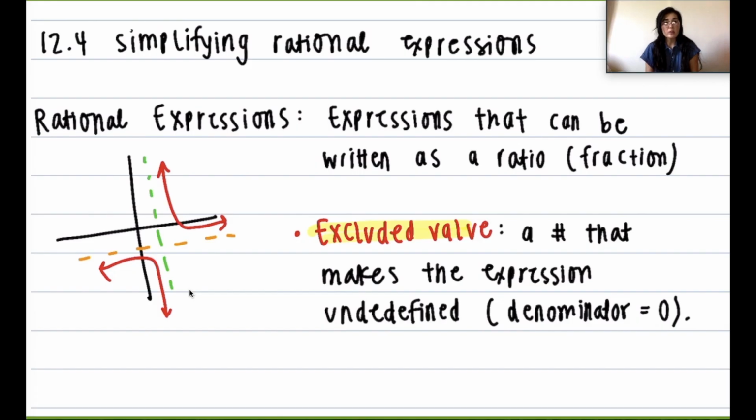Some vocab that you guys want to watch out for is this term excluded value. It is going to be abbreviated with this EV, so that is your excluded value. Your excluded value is a number that makes the expression undefined. So what we're looking for is where does this problem not exist, and that happens when our denominator is set equal to 0. I'll show you what that looks like in terms of the problems that we will be solving.